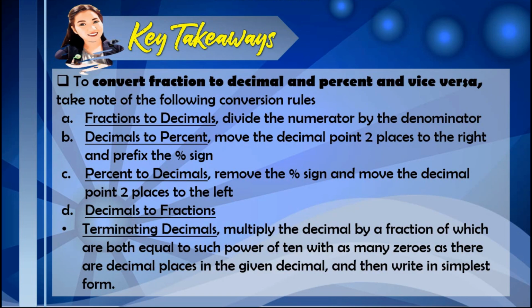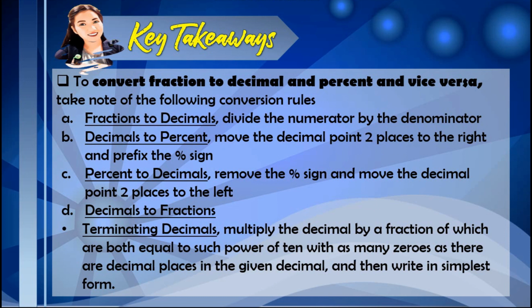Here are the key takeaways for this lesson. Take note that to convert fraction to decimal and percent and vice versa, take note of the following conversion rules. First, fractions to decimals, divide the numerator by the denominator. For decimals to percent, we move the decimal point 2 places to the right and prefix the percent sign. For percent to decimals, remove the percent sign and move the decimal point 2 places to the left.